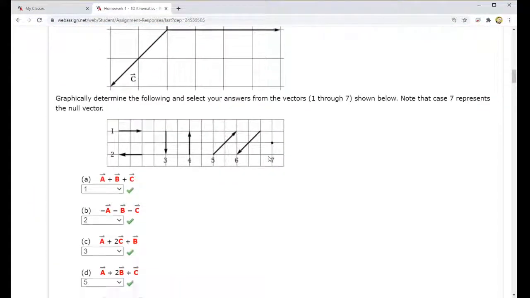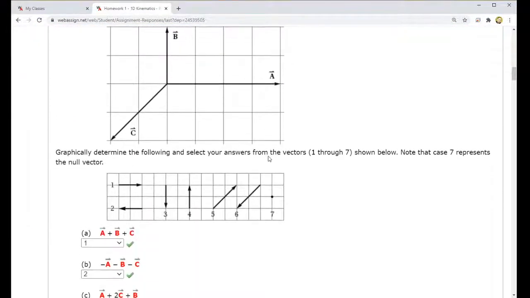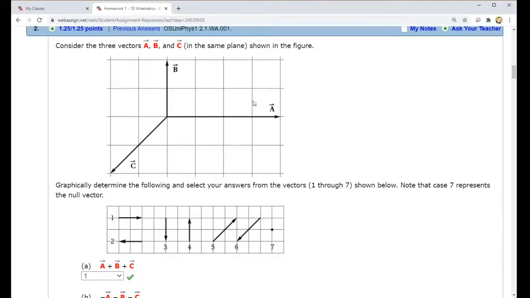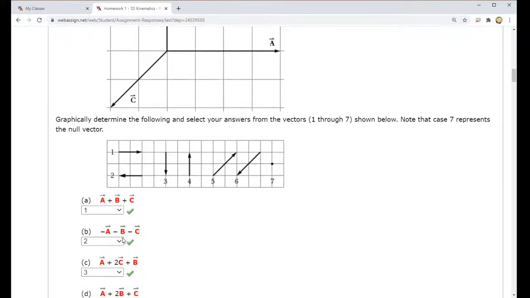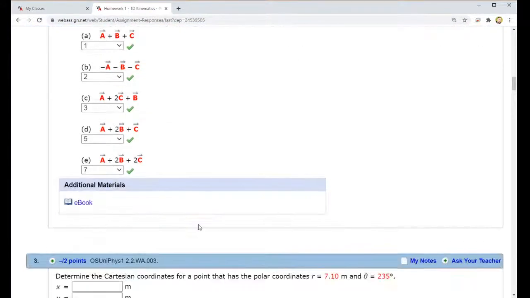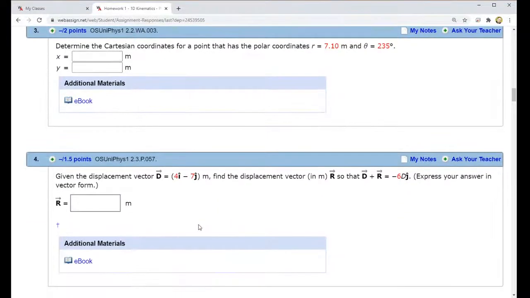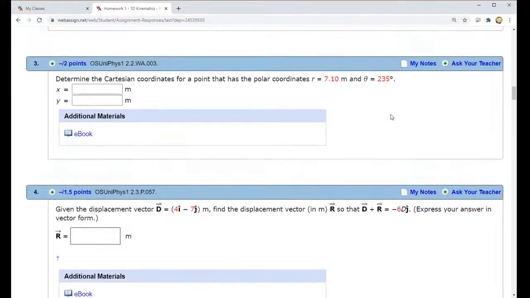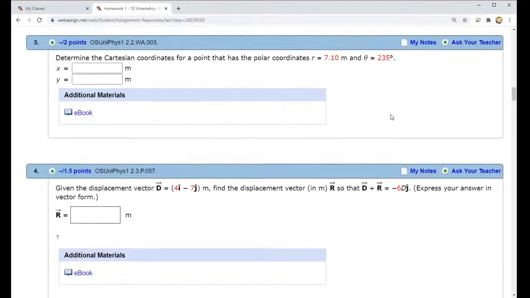Okay, so the problems I want to talk about, I think you guys can get through this. This is asking you to do some vector addition using the tip-to-tail method, the graphical method. So you're given three vectors, A, B, and C, and asked to add them or subtract them in different combinations. Just draw a picture, tip-to-tail, and then connect where you start to where you end, and that's the resultant. That's your answer.